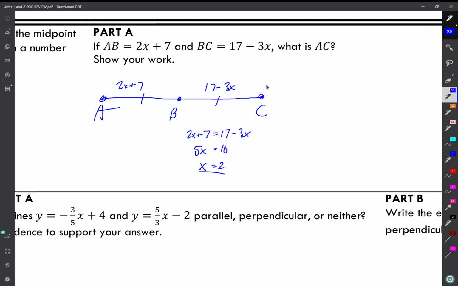Okay. Now to find AC, either find AB or BC first. So AB is 2 times 2 plus 7, so 4 plus 7 will be 11. Okay, AB is 11. That's cool. Now AC will be that times 2. So this is 22.